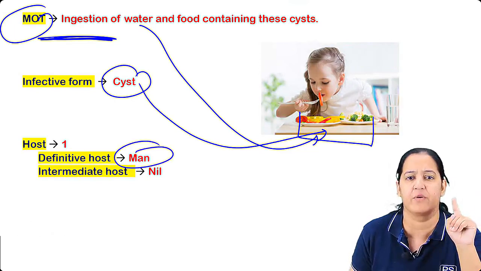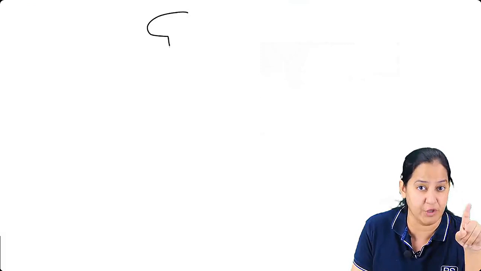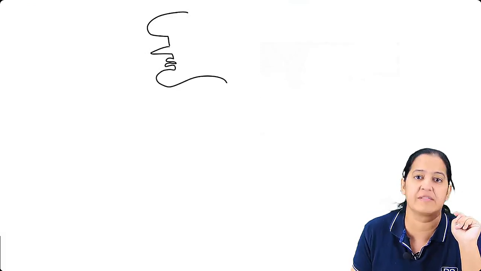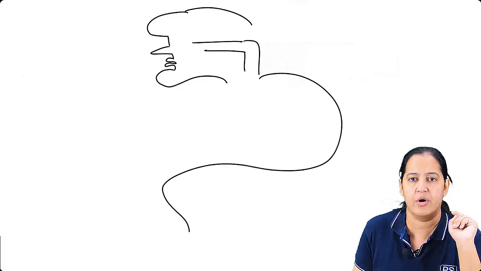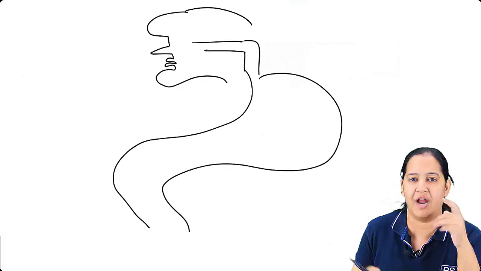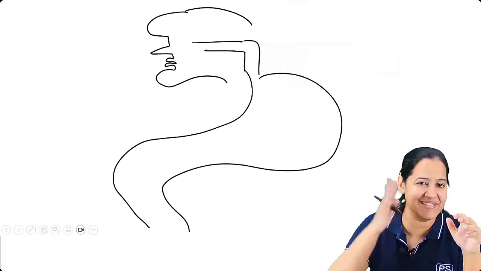Here also we have one host. So here I am drawing the diagram. You tell me what is the difference with Entamoeba histolytica. You will tell, I will not tell. I will draw the diagram in front of you. Here I draw the diagram. I need only this portion. I don't need large intestine here. I don't need cecum and colon.